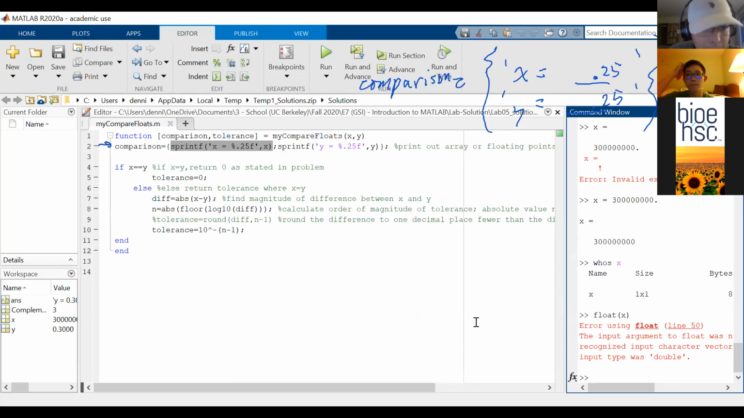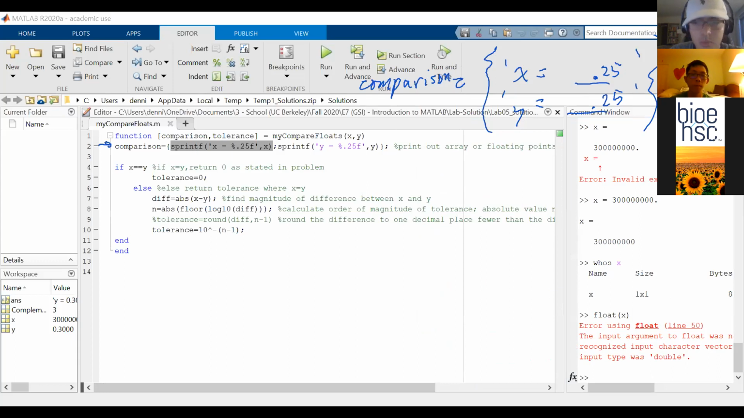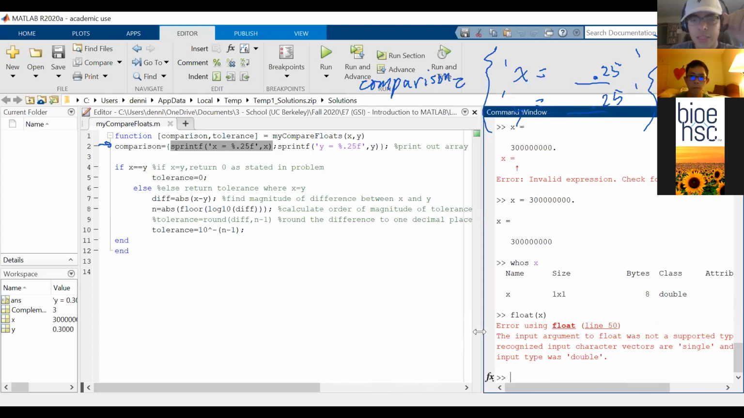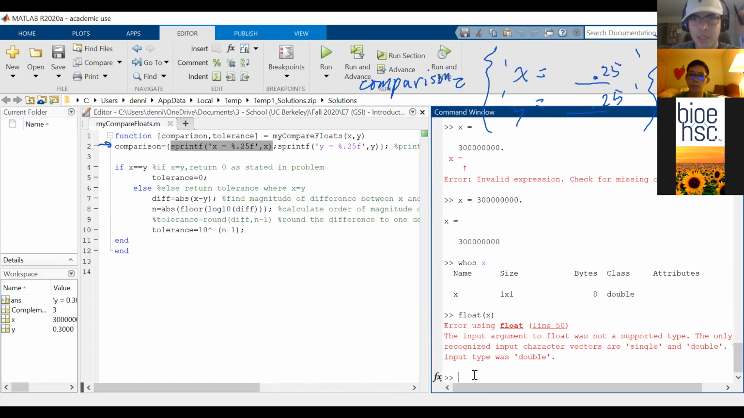Well, I guess the question is, if I were to have a equal to 0.1 plus 0.2, and I have b equal to 3, and I have if a is equal to b. Do you think that comparison a equal to b will be true or false? Well, based off of the sprintf, it would be false, but I don't know.